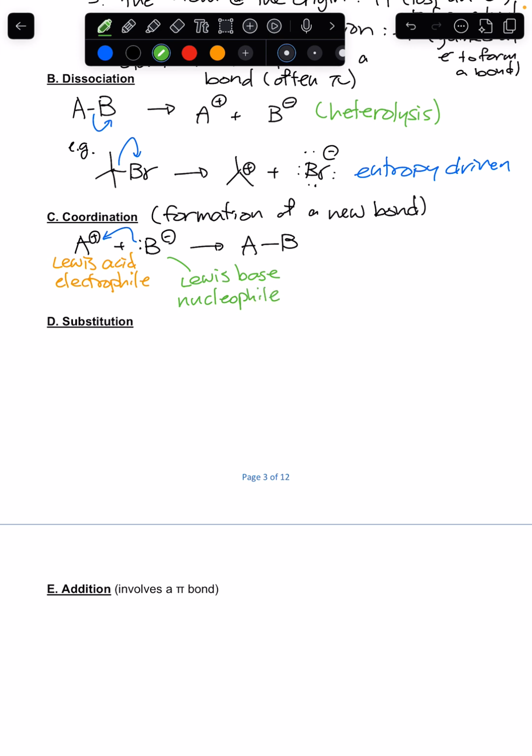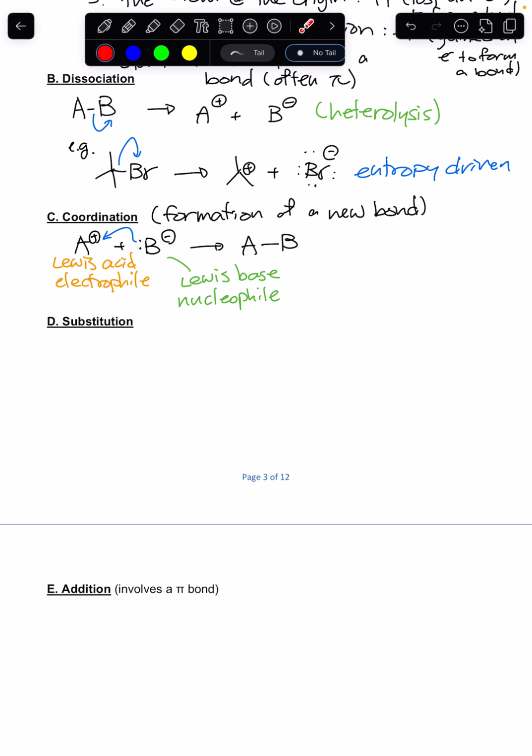Nucleophile just means nucleus loving. And what's in the nucleus? It's the positive charges. So I hope it makes sense that negative charge, right, seeks out positive charges.